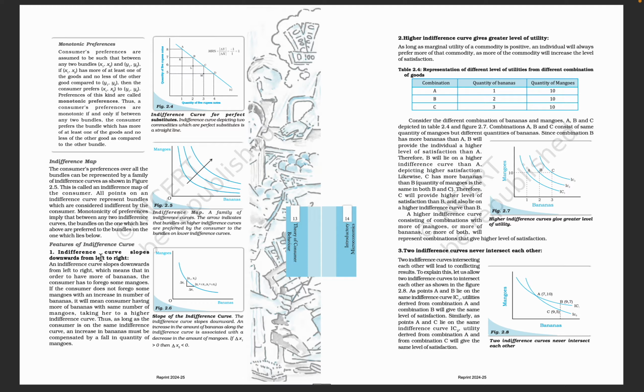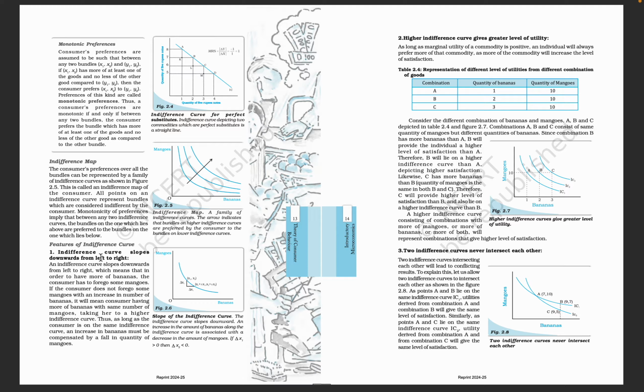Indifference map. The consumer's preferences over all the bundles can be represented by a family of indifference curves as shown in figure 2.5. This is called an indifference map of the consumer. All points on an indifference curve represent bundles which are considered indifferent by the consumer. Monotonicity of preferences implies that between any two indifference curves, the bundles on the one which lies above are preferred to the bundles on the one which lies below.